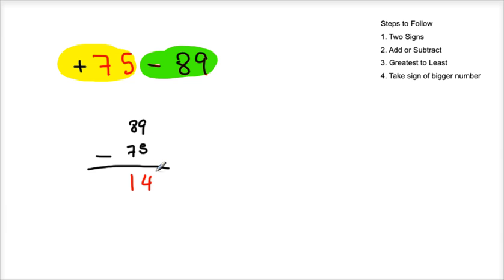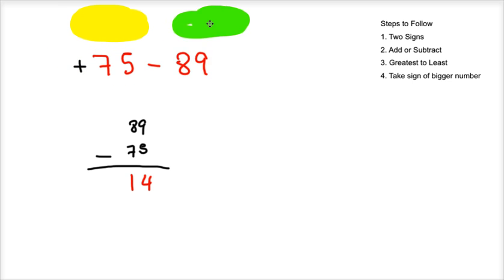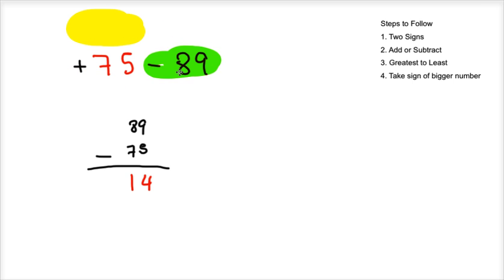So now the last question becomes, is it positive 14 or negative 14? Well, think about this again. Is the 75 bigger or is the 89 bigger? So I'm going to take the sign of the bigger number. Well, 89 is bigger than 75, so I'm going to take the sign of the 89, which happens to be negative. So my answer is negative 14.